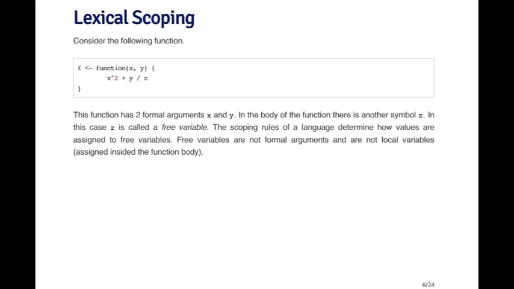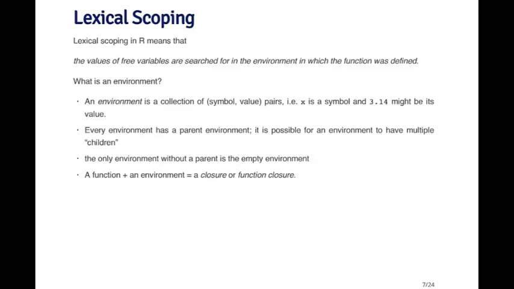And so the question is, what value do we assign to z, assuming that values were inputted to the function for x and y? The scoping rules of the language determine how we assign a value to something like z, which is a free variable. The lexical scoping rules in R can be summarized by the following sentence: the values of free variables are searched for in the environment in which the function was defined.